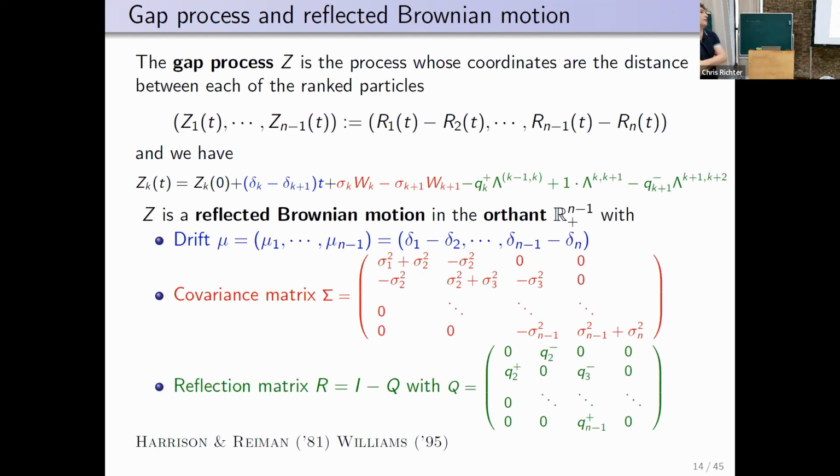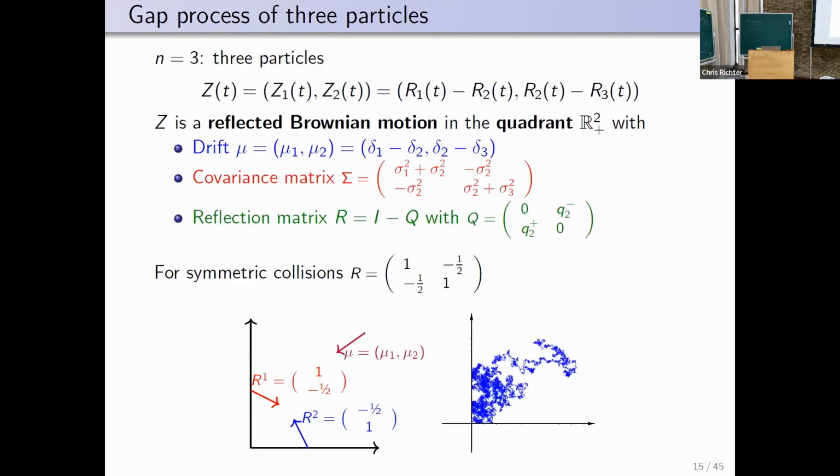So this is the main object that I'm going to study. But this is in the non-degenerate case. Just to make it simple, in 3 dimensions, because we will focus on 3 dimensions, it gives this process. You have here the reflection matrix, the covariance matrix, and it will give a reflected Brownian motion. For symmetric collision, you will have the reflection vectors, which will be like this in the symmetric case.